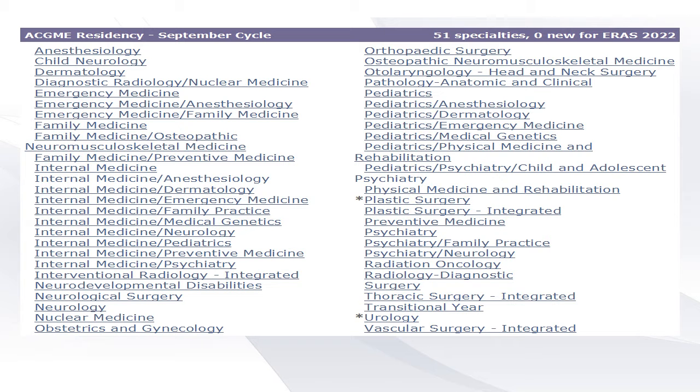And here we have the list of the ACGME residencies. ACGME stands for Accreditation Council for Graduate Medical Education, and you can see the list of residencies offered by ACGME, and you can see anesthesiology, general surgery, orthopedic surgery, all of those that have been offered in Pakistan as well, that are available in the US.